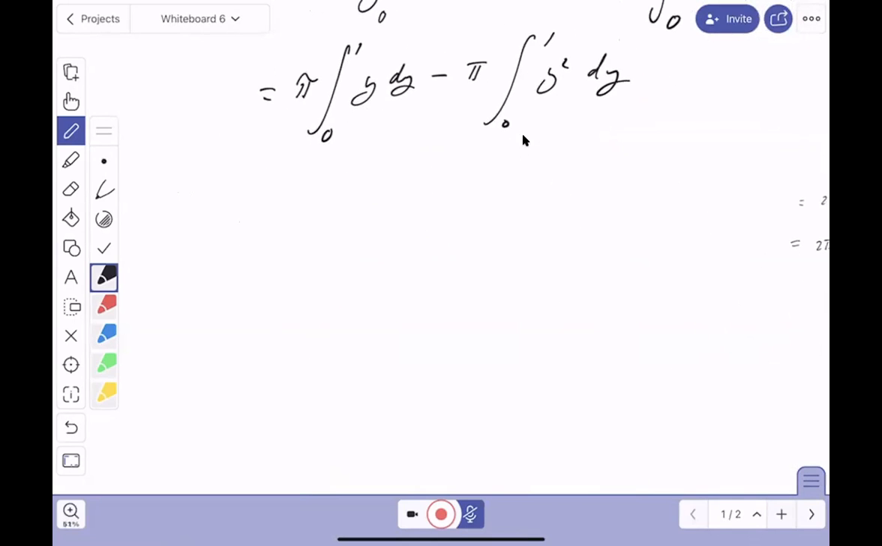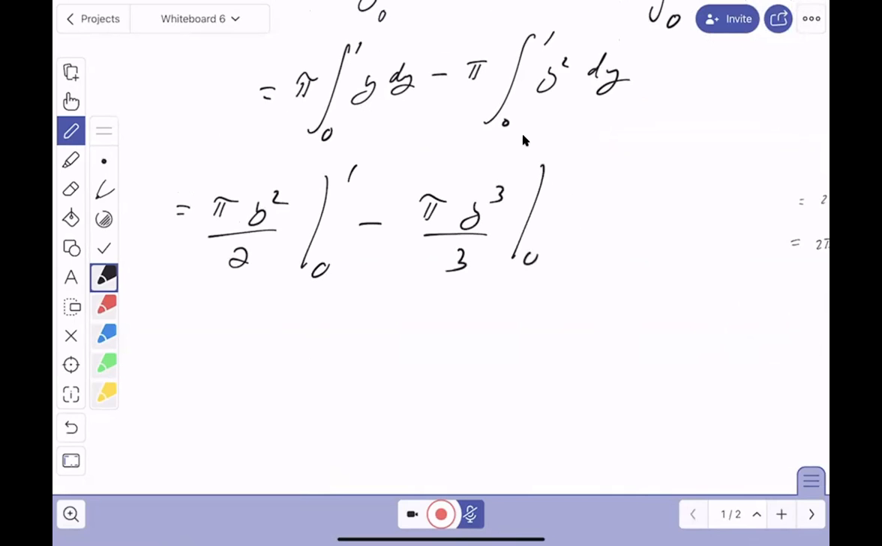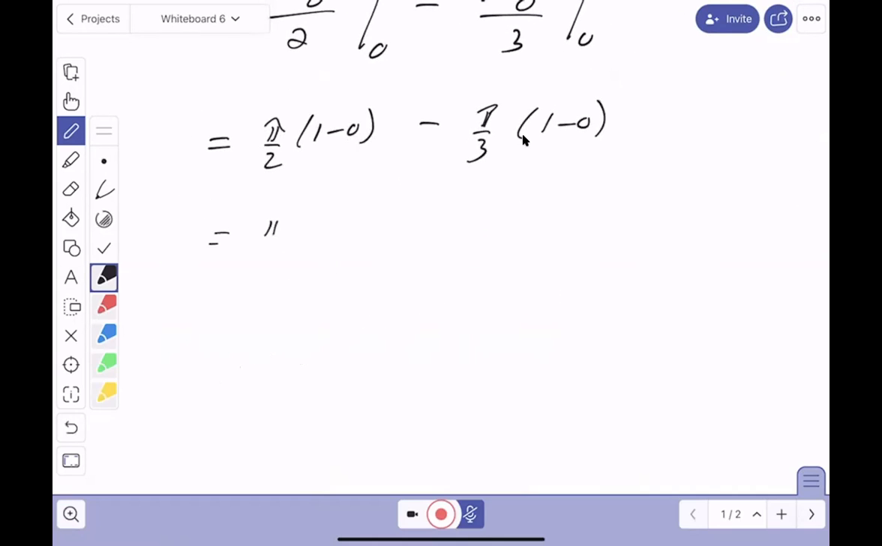Let's be careful. We're going to get the same exact answer, by the way. Pi y squared over 2, from 0 to 1, minus pi y cubed over 3, from 0 to 1. Let's do our evaluations. What do you get? Pi over 2 times 1 minus 0. That one's done. Minus pi over 3, that's going to be 1 minus 0. What do you get over here? Pi over 2 minus pi over 3. Well, common denominator 6. That would be 3 minus 2, which is 1 pi over 6.